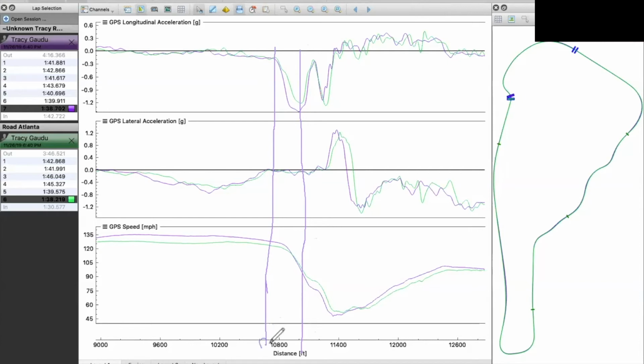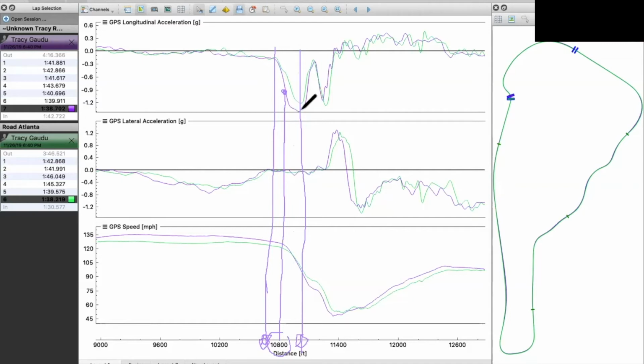Right, so these are spots on the track. It's here and here. See how the purple got more done and got to longitudinal higher values earlier? And when I say earlier, it's in distance. So if we say, who got to a higher longitudinal braking force, being thrown forward in the car, at the 10,800 foot mark, it's the purple one, right? Which means we got there sooner.